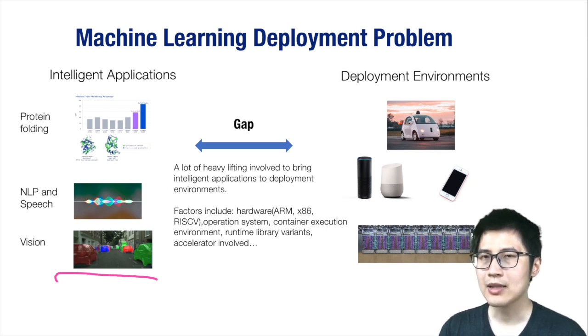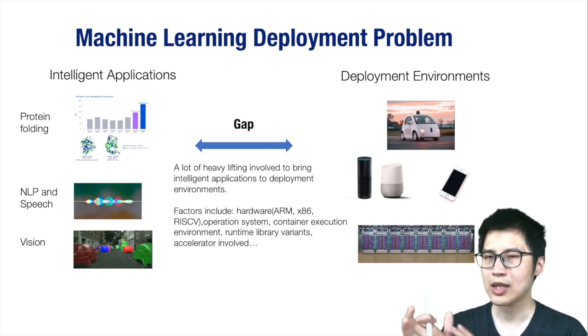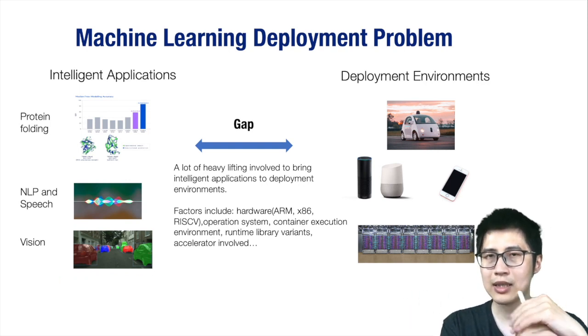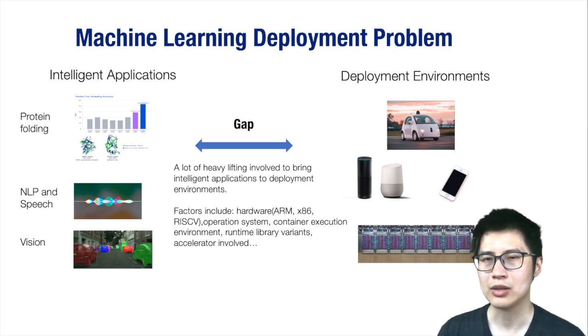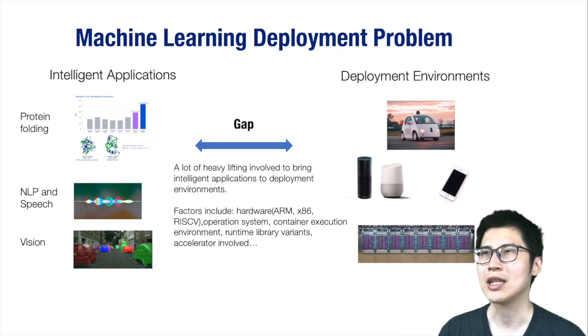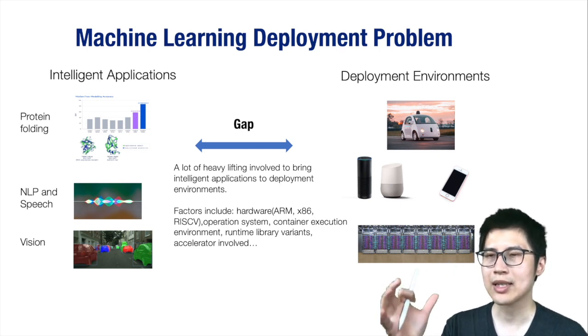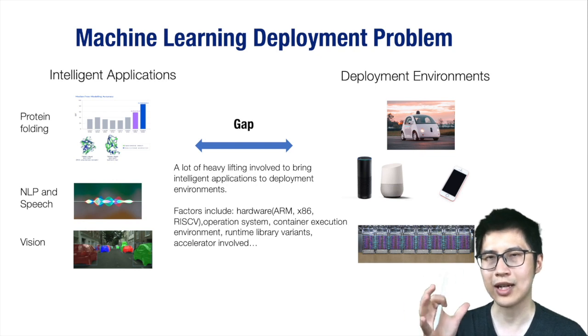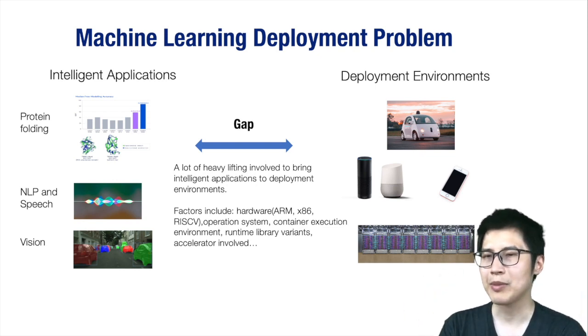So there's quite a big gap that we're looking at actually between those intelligent applications and the deployment environment on the right hand side. Now, if you start to think about it, I want us to pause a second and think about what are the possible complications involved in bringing some of the intelligent applications on the left hand side to the deployment environments on the right hand side. There is a lot of heavy lifting going on, and a lot of these are non-trivial.